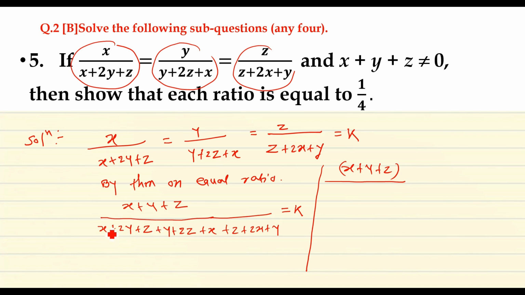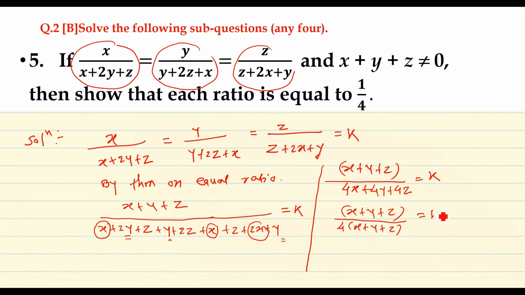Now I'll collect the similar terms and see this x, then this x and this 2x. So total x, x and 2x, so I'm getting 4x. Similarly for the y, 2y, 1y and one more y, so this is 4y. And similarly for z, I'm getting 4z. Now what I can do here is x plus y plus z, and in the denominator you can observe that 4 is the common term for all. So you can take 4 common, it remains x plus y plus z is equal to k.